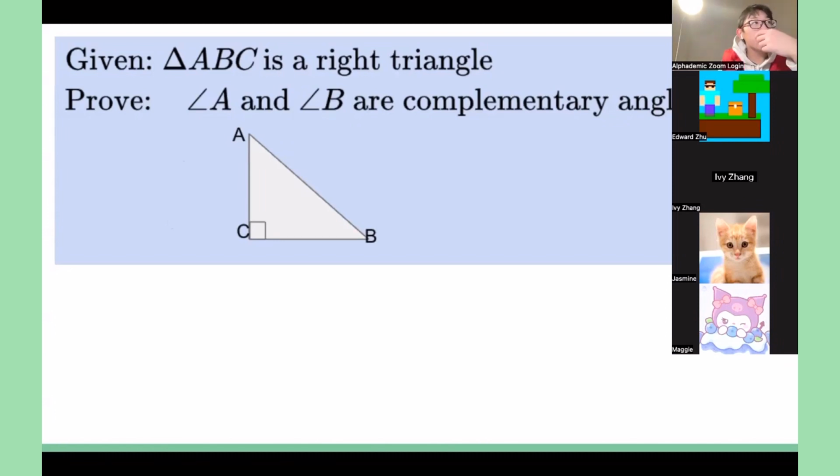And of course, if you have any questions while working through this problem, you can either unmute or just type your question in the chat box and I'll answer it for you.